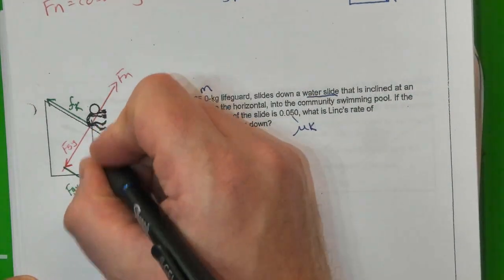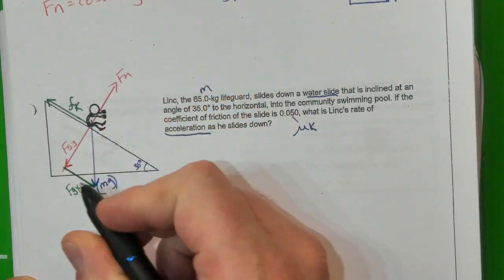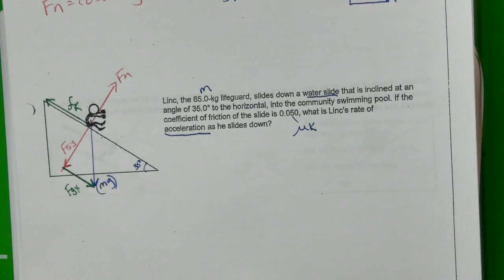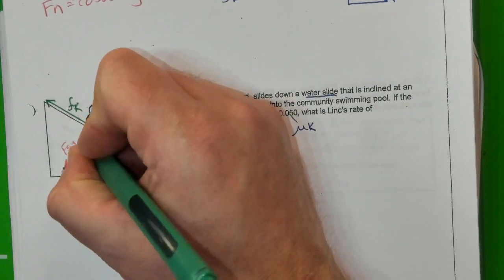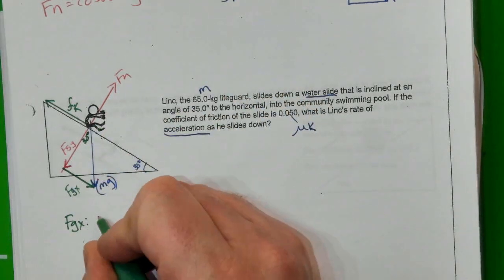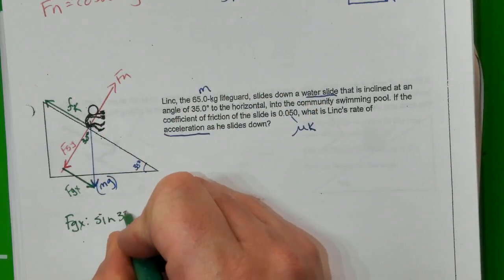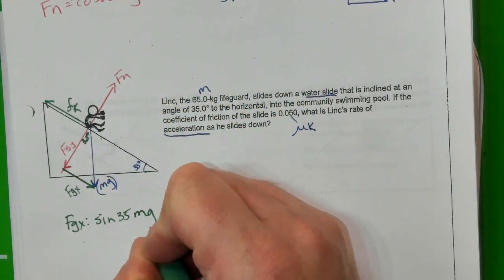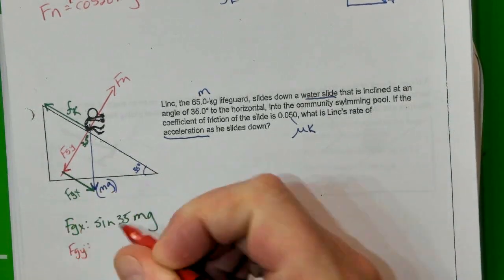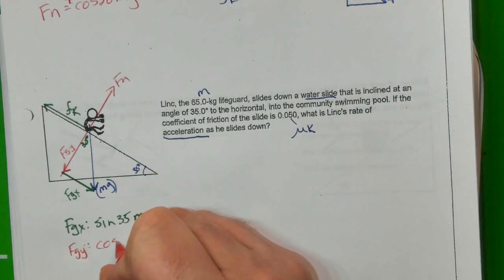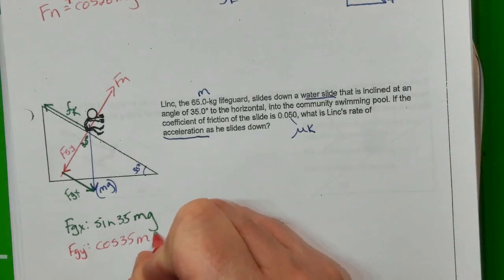we know, right? We've got this hypotenuse, which is mg. We've got FGX, which is in a triangle with a 35-degree angle, sine of 35 times the hypotenuse, which is mg. We've got an FGY. We could use these in future formulas. That's going to be cosine of 35 times mg.